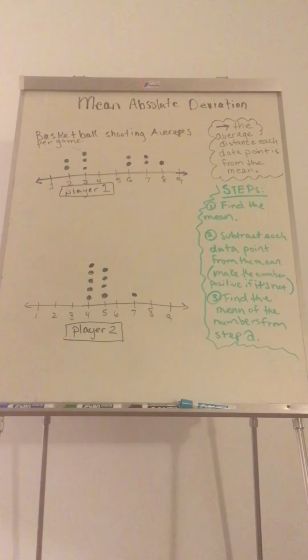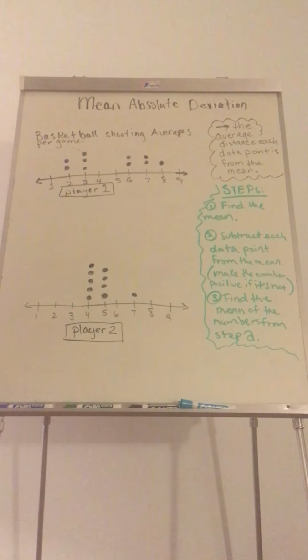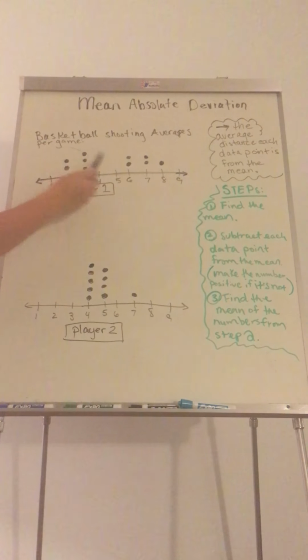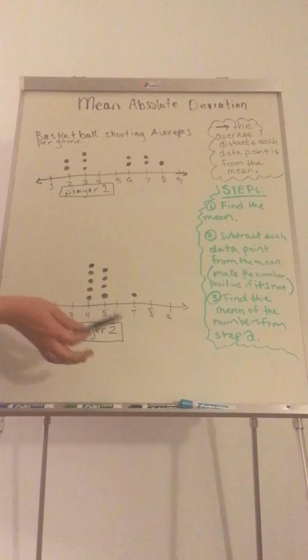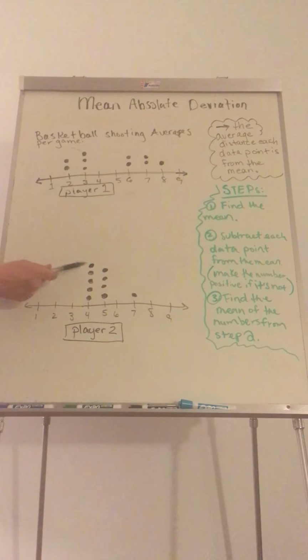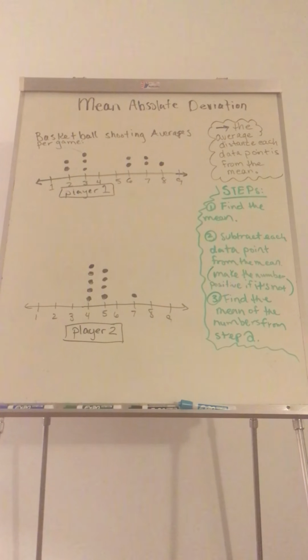For instance, basketball shooting averages, which is the example here. This is a dot plot that shows how many baskets a player scored for a whole season. Some games they scored 2, some they scored 3, some they scored 6, 7, 8. And then the other player scored closer together, like they scored mainly 4 points per game, or mainly 5, and then 1, 7. So when you're calculating a shooting average, you use mean absolute deviation, okay? I'll go into that a little bit more in a second.